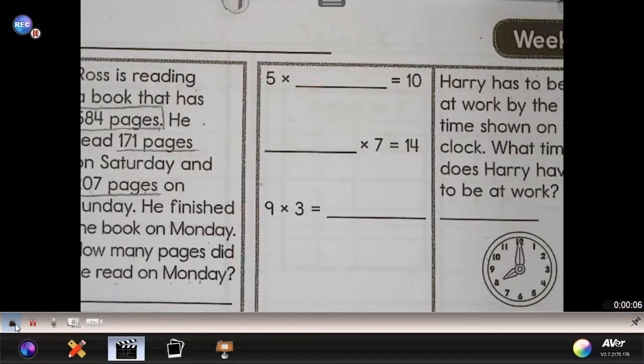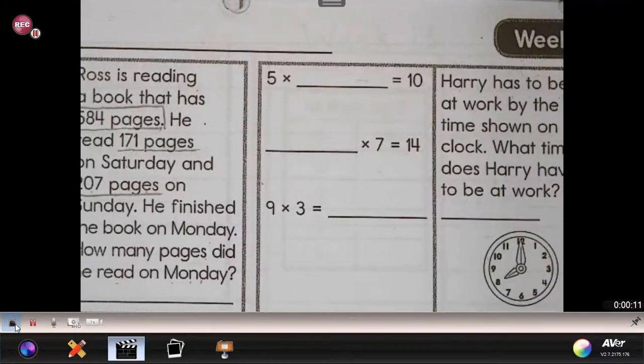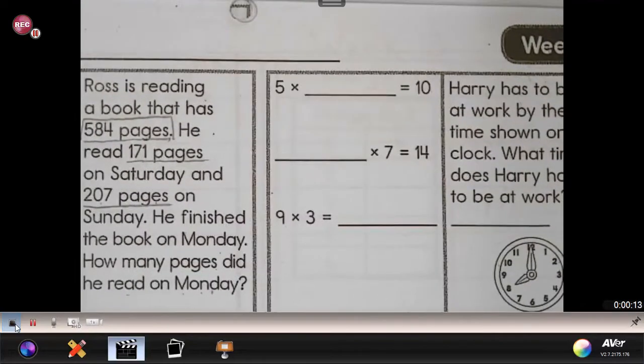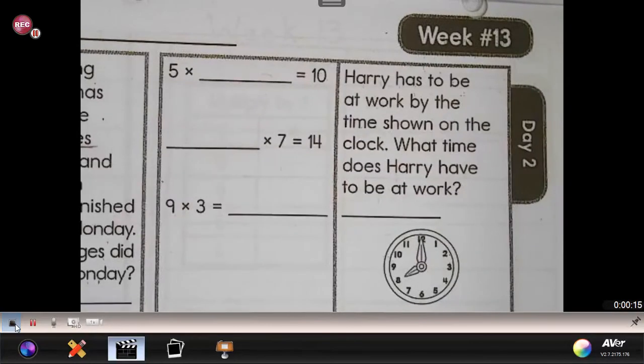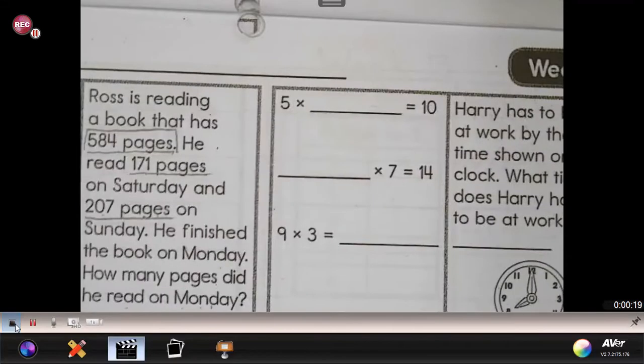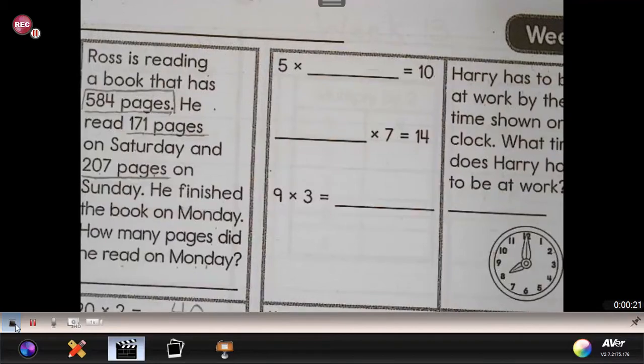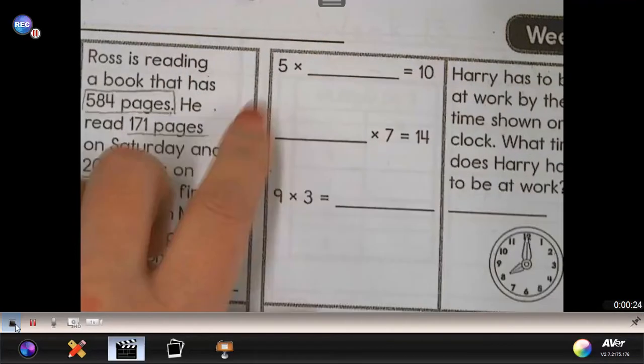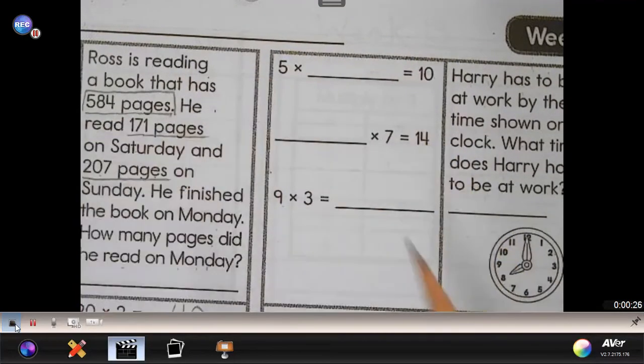It's time to check our DMA for our week 13 day 2 problems. So it's Tuesday, and we're on week 13, day 2. We're going to take a look at our equations here. You'll notice they are multiplication equations that are missing a factor.